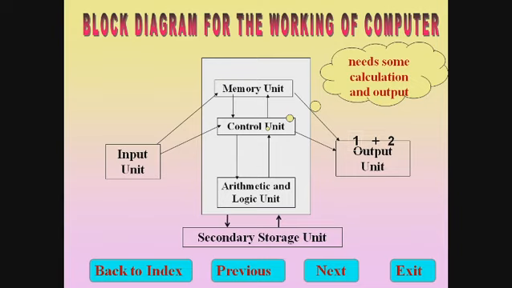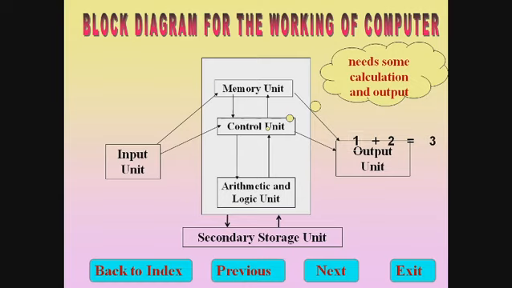After this, the control unit decides that it needs some calculation, so it passes it to ALU, and ALU calculates the result. That means ALU applies the instruction over data 1 and 2, and the result is 3. The result is passed back to the memory unit, and after this the result is displayed to your output unit. So this is the process. Using this process, a job is performed in computer.